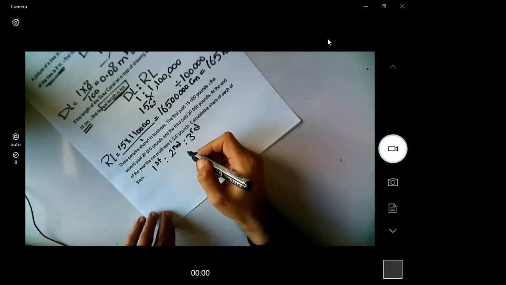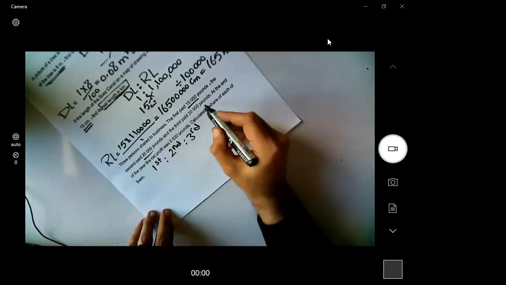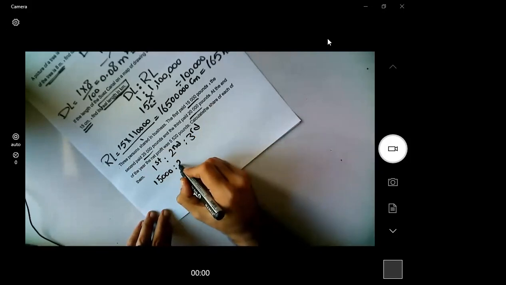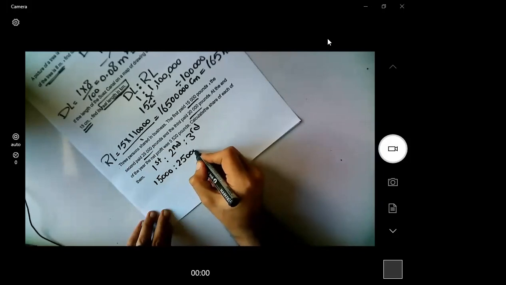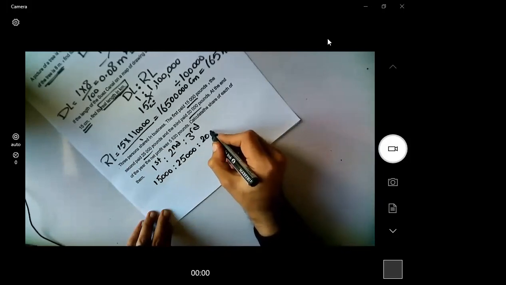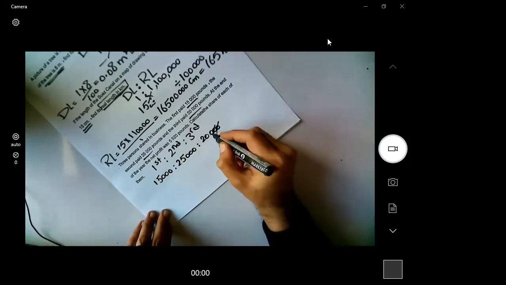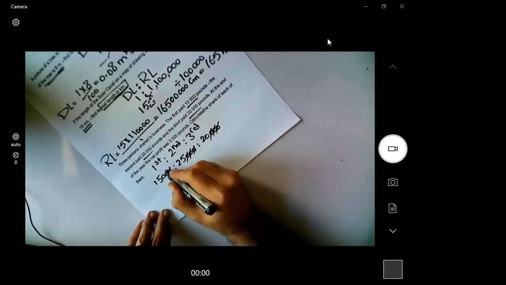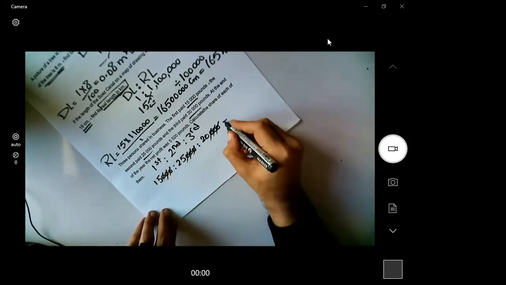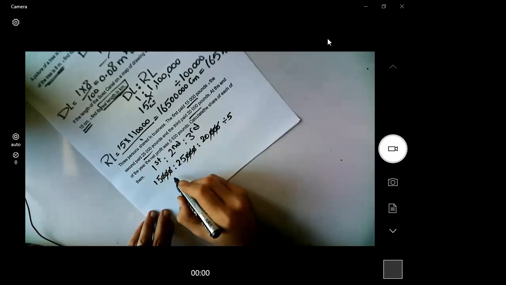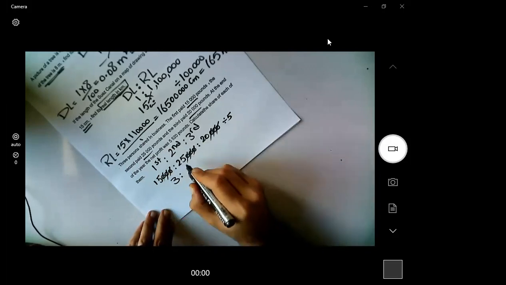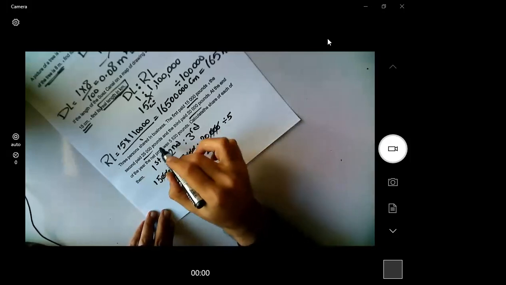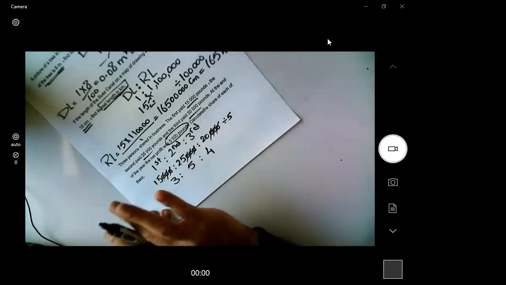The ratio between them, or the money they paid, is 15,000 and 25,000 and 20,000. Cross out 3 zeros with 3 zeros. We can also divide by 5. 15 divided by 5 will be 3, 25 divided by 5 equals 5, and 20 divided by 5 equals 4.